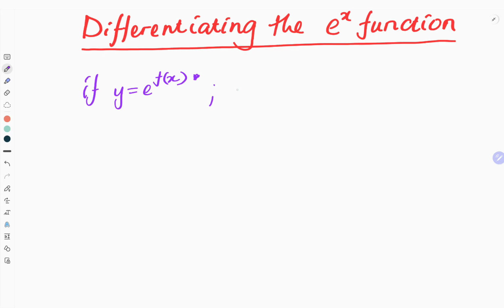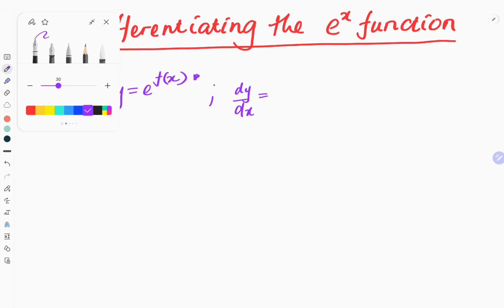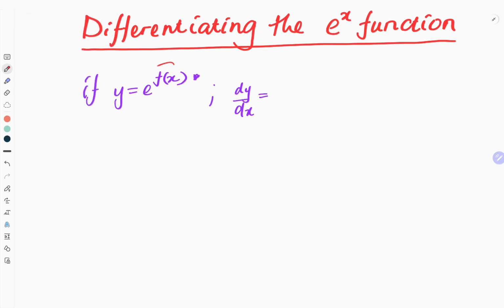You just say the derivative, dy dx, will be equal to what you do. You differentiate the f of x part and find the derivative of that part, and then you bring it down. So that is the first derivative of the algebraic part. Then you multiply with the original function, which is e to the power of f of x.